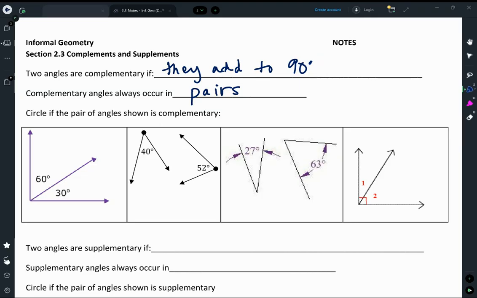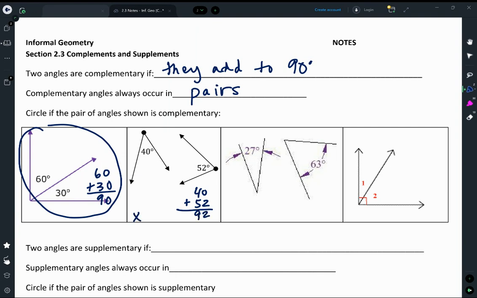So first we're going to go through and look at all the pairs of angles that are complementary. So that means we're going to check to see if they add to 90. So 60 plus 30. This one makes 90, so let's go ahead and circle this one. 40 plus 52. That makes 92, so not this one. 63 plus 27. So let's see, 10, 60, 70, 80, 90. Okay, so complementary again.